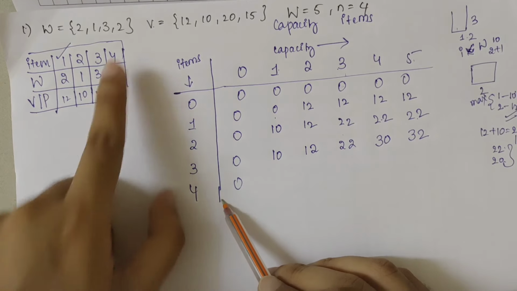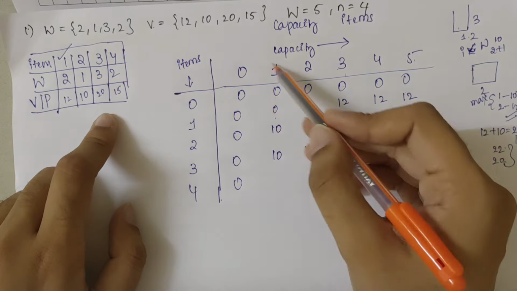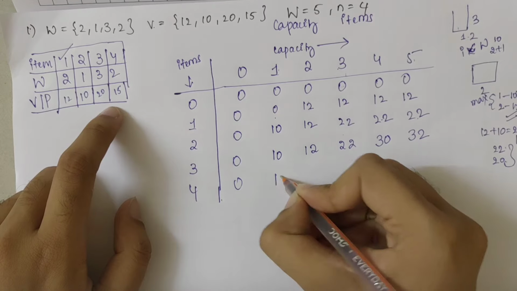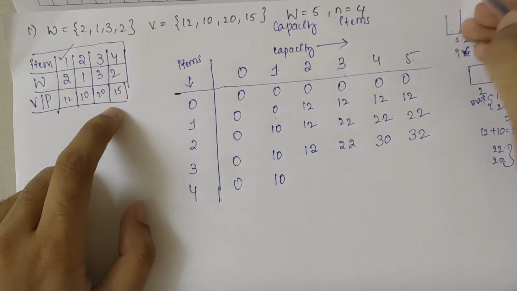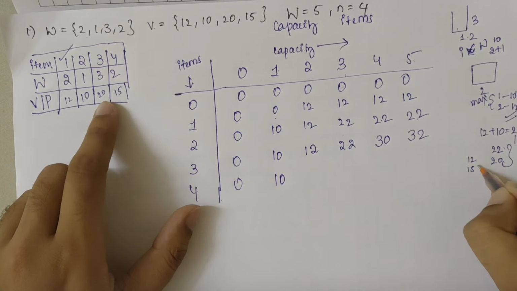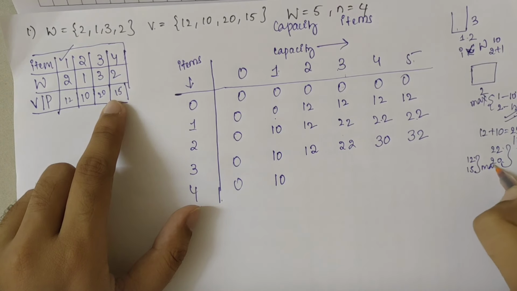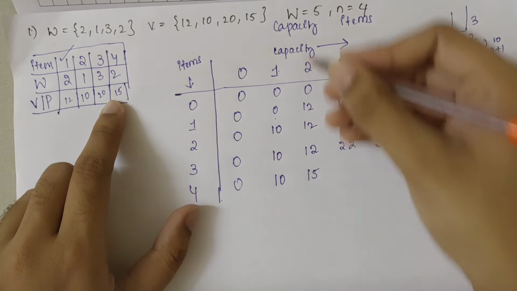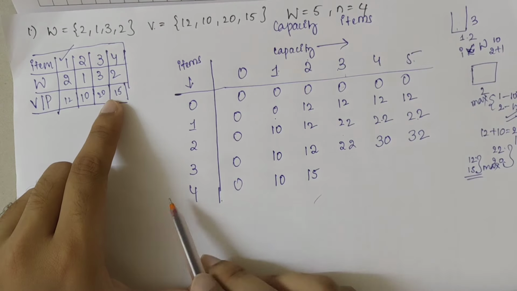Okay, moving on to the item 4. Item 4 has a weight 2. So it cannot be stored in capacity 1. So I'll write 10 as it is. And coming to capacity 2, it has two options now. Previously I had written 12 here, and the new profit here is 15. So out of these two I should select the maximum one. So 15 would be the new profit of capacity 2 at 4th item.